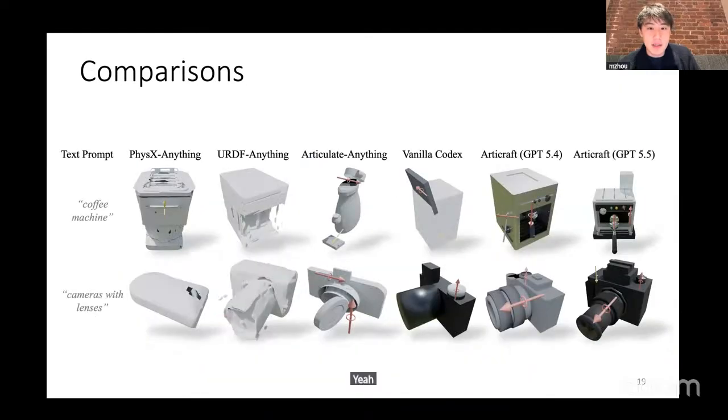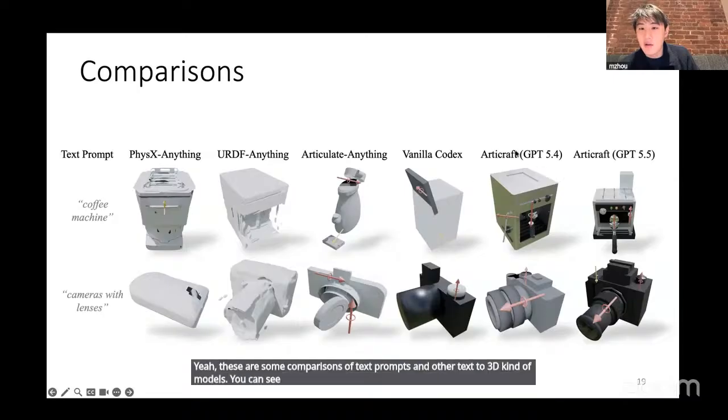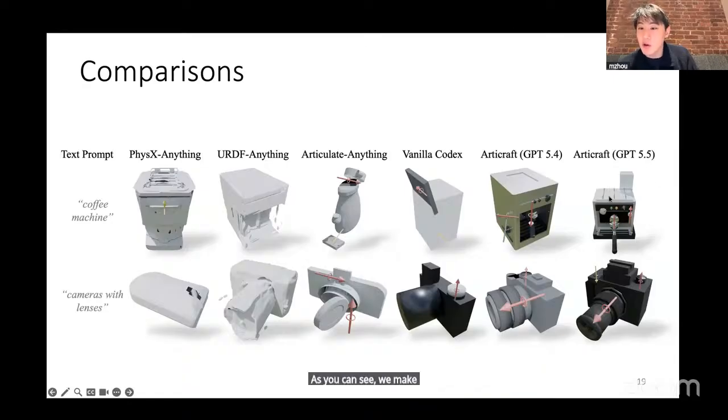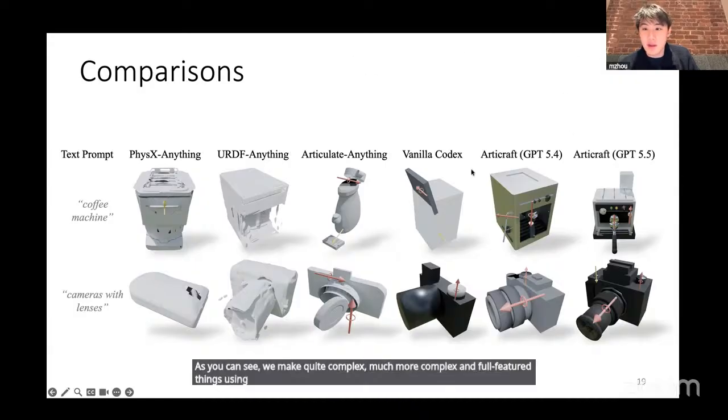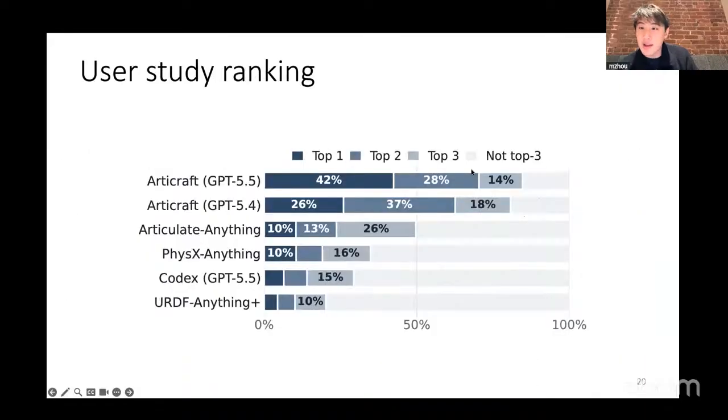Yeah, these are some comparisons of text prompts and other text-to-3D kind of models. You can see here that this is vanilla Codex as well. If you just give this prompt to Codex and ask it to make the object, as you can see, we make quite complex, much more complex and full-featured things using Articraft. Yeah, this is some user study rankings. As you can see, most people prefer Articraft.